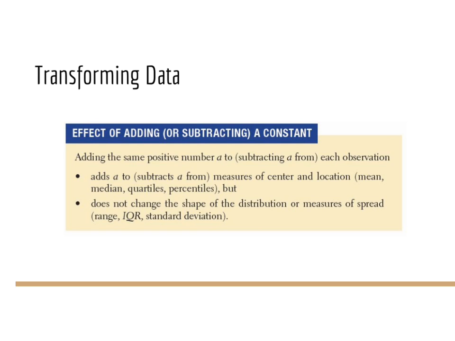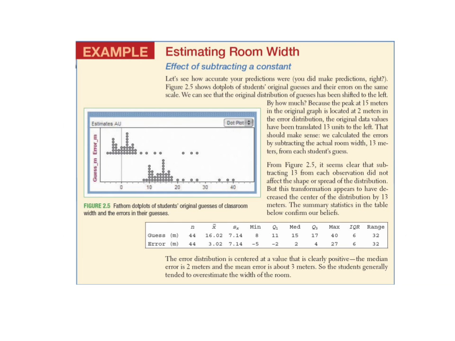What it's not going to do is change the shape of the distribution or change the measure of spread. So we remember that that standard deviation was 7.06. I'm not going to add 10 to that. The standard deviation is still going to be 7.06. Okay? It doesn't change the shape or the spread. Example of this. So if we look up here, here's the original distribution. Now, what happened when we added?